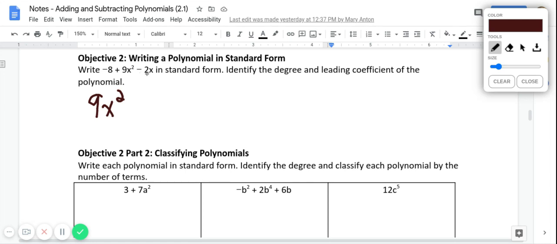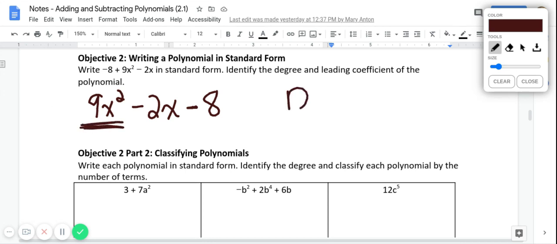Now, our second highest variable exponent is just this 2x term. And don't forget that minus. So this is minus 2x. And our last term is just that -8. So now do you see how the degrees of each of these individual terms goes from highest to lowest? All right, now it's in standard form, so this is easily going to tell us the degree and leading coefficient, which is all dealing with this first term.